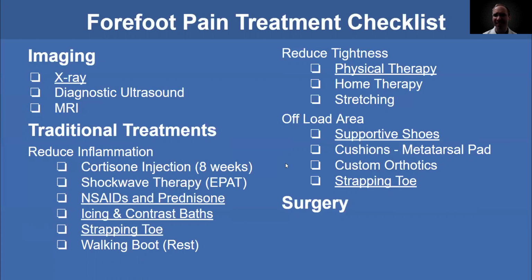Physical therapy sometimes can help. Supportive shoes are really the key. Supportive anatomic shoes that are very wide. Different types of cushions or pads that can be added to the shoe or added to the orthotic. And then strapping the toe if needed. And then surgery can be used for this as well. So that's very broad. There's a lot that goes into forefoot pain. You really have to make the proper diagnosis. So I would send them to the specialist sooner versus later.